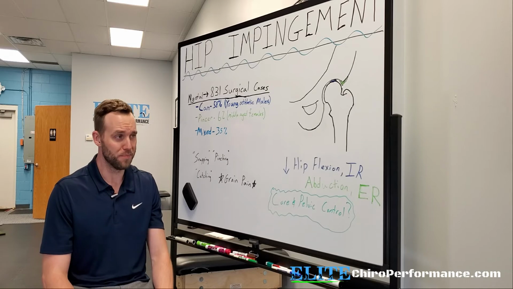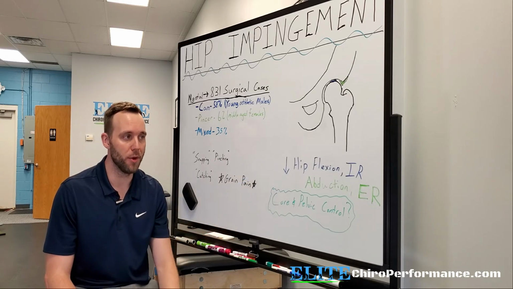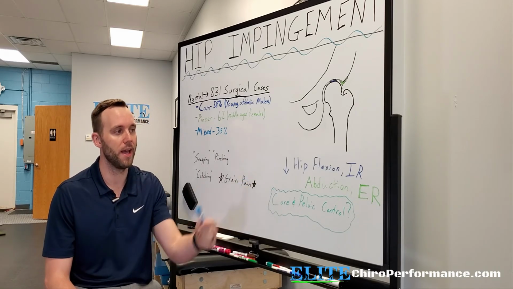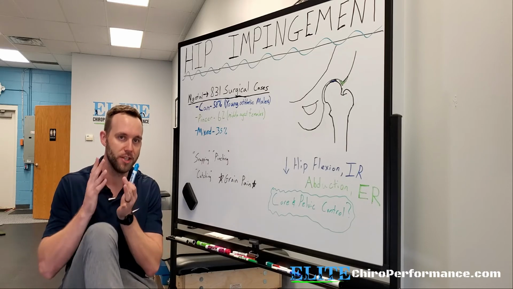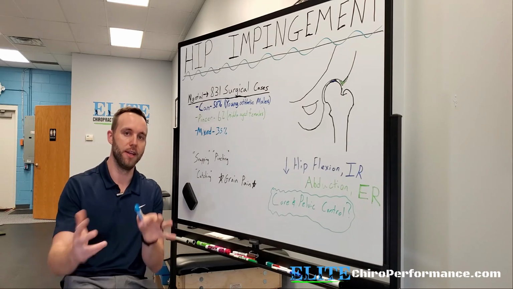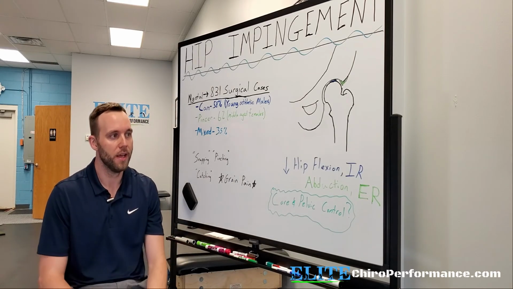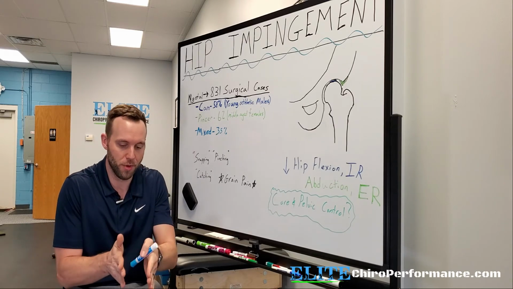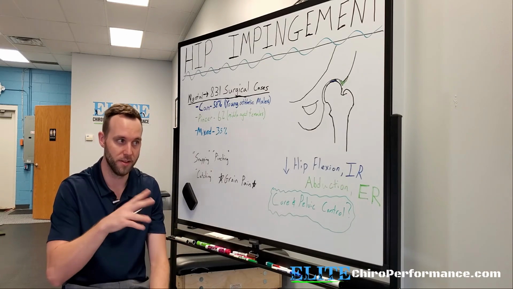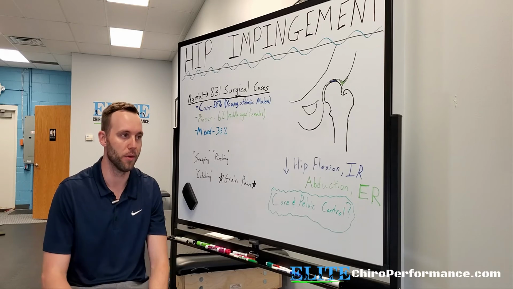When we start to evaluate them, usually we're going to have a lot less hip flexion, so bringing the knee up, and less internal rotation. You'll know as soon as you start to approximate their hip into that direction, they're either not going to let you do it or it's going to cause pain.